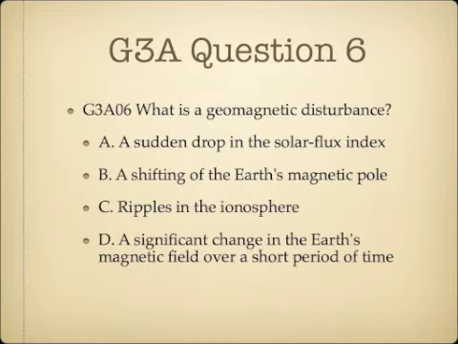Question 6. What is a geomagnetic disturbance? A. A sudden drop in the solar flux index. B. A shifting of the Earth's magnetic pole. C. Ripples in the ionosphere. Or D. A significant change in the Earth's magnetic field over a short period of time.